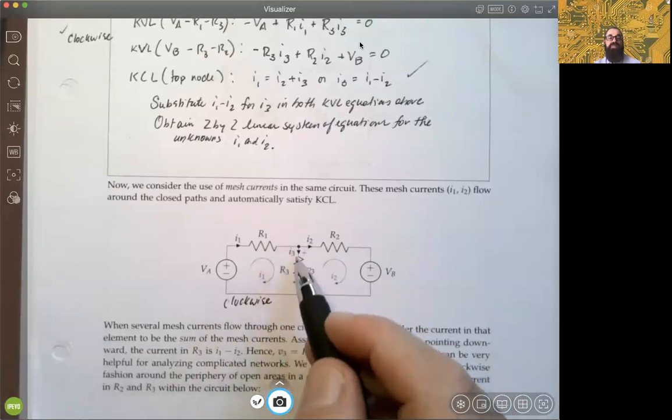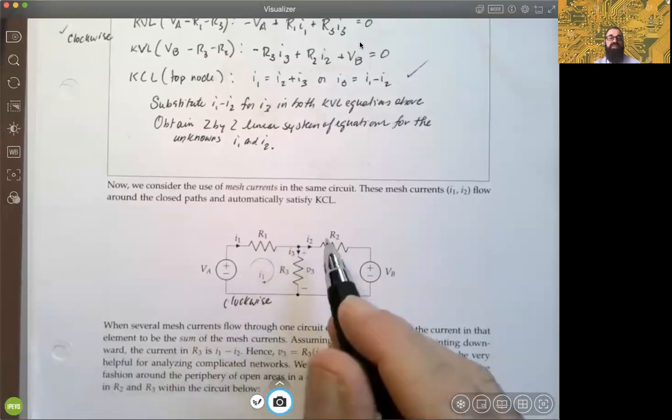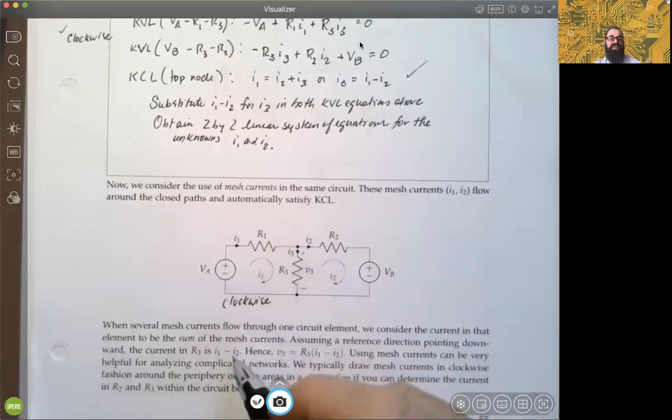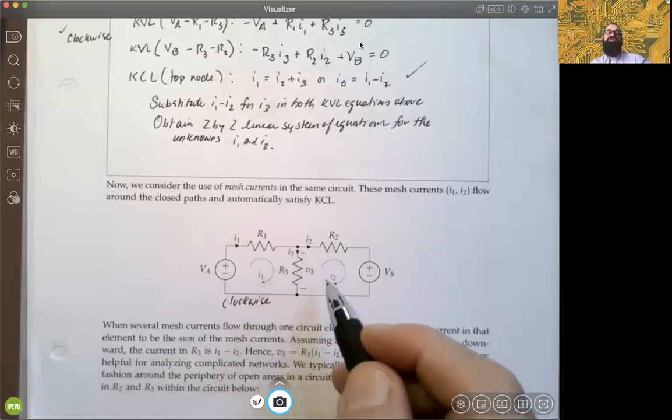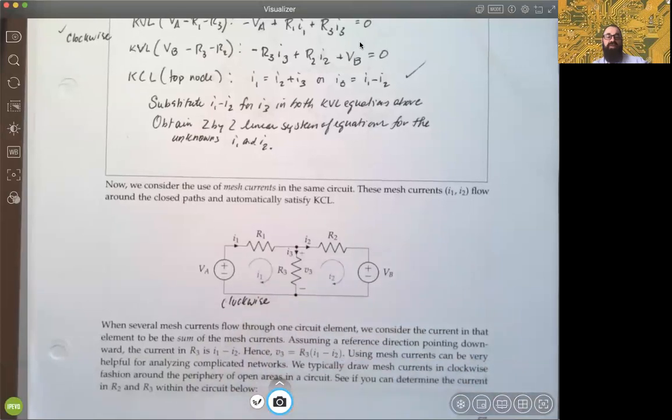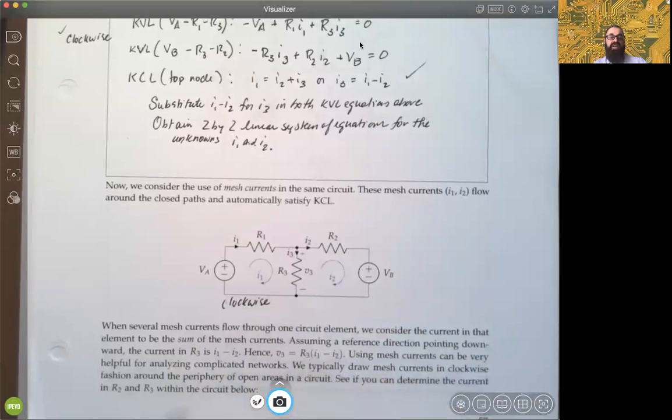So the one that comes into the positive, we'll use as positive. The one that's coming in the negative, we'll use as a minus sign. And so the difference is I1 minus I2 as opposed to I2 minus I1, right? And so the voltage across the resistance is represented in this way as the resistance times that differential, okay?